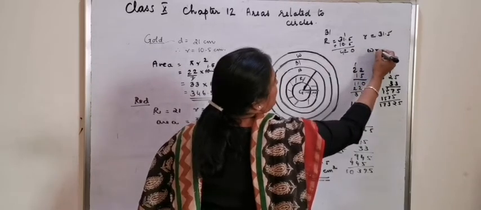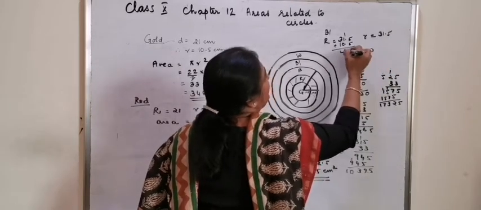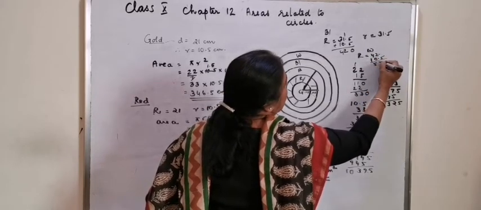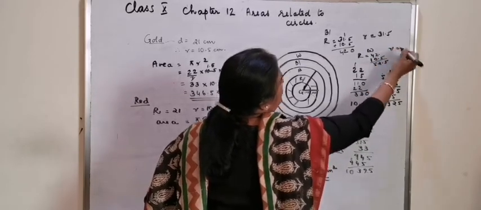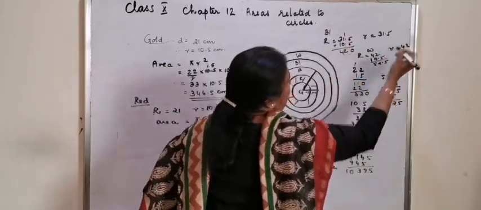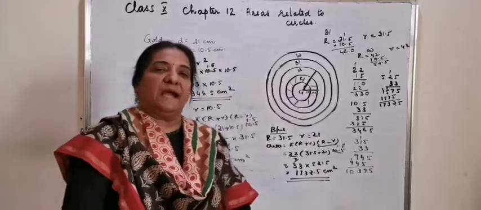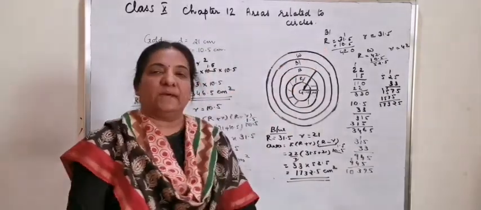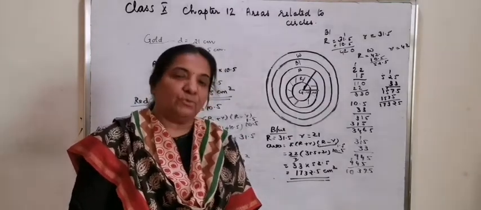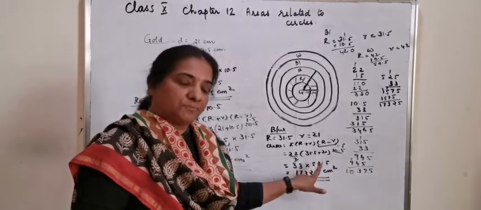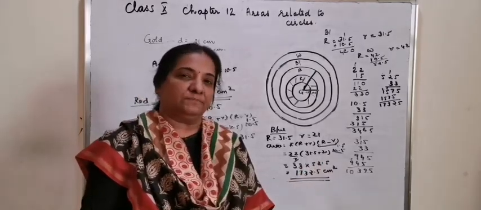Similarly, for the white region, capital R will be 42 plus 10.5, that is 52.5, and small r will be... this capital R will repeat, 42 will repeat, or each band you will be adding 10.5. The remaining two colors, black and white, you can try on your own. The multiplication will be only 33 into capital R plus small r.